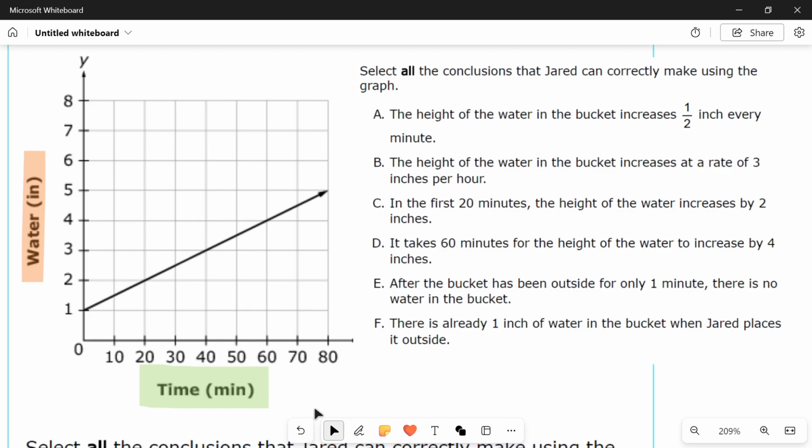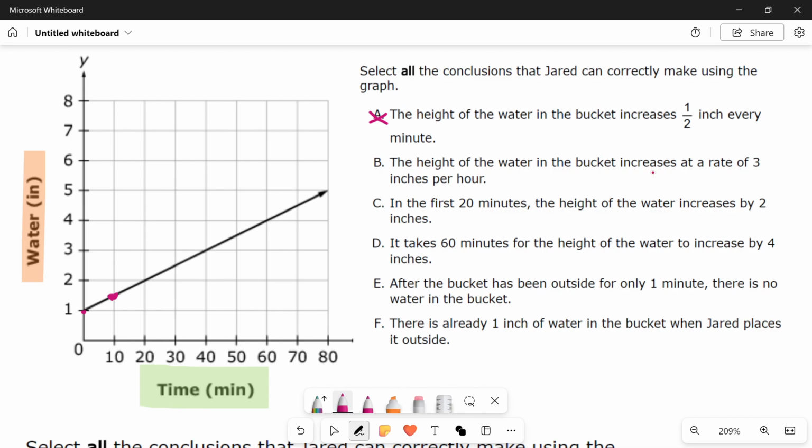So here, look closely now to see if you can figure this one out. Here it's at 1. 10 minutes later, it's at 1.5. So it did increase 1/2 inch, but not every minute. It was 1/2 inch every 10 minutes. So I'm not going to select this one.